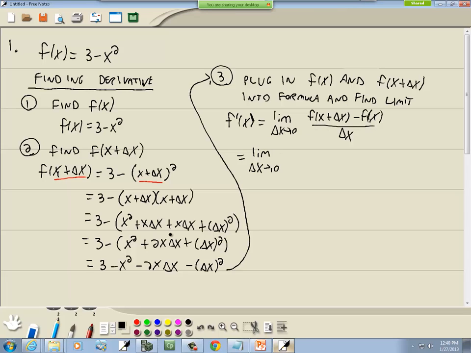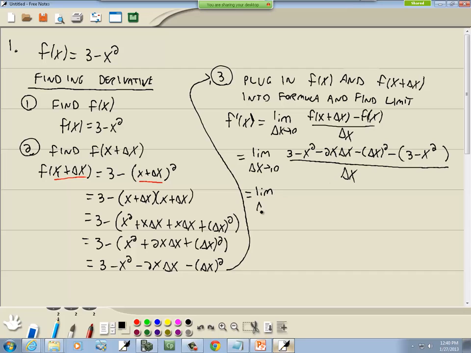f of x plus delta x from step 2 we said was all this. So we'll put in 3 minus x squared minus 2x delta x minus delta x squared, minus f of x. Now notice I put parentheses around this. You want to make sure when you do this to put parentheses around it, because this minus here has to affect everything that follows it. And from step 1 we said f of x was 3 minus x squared. So plug that in, all over delta x.